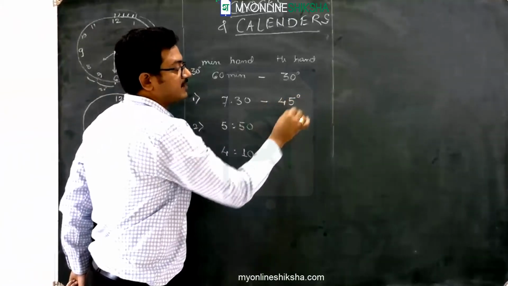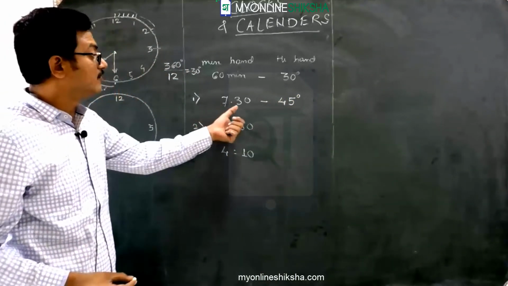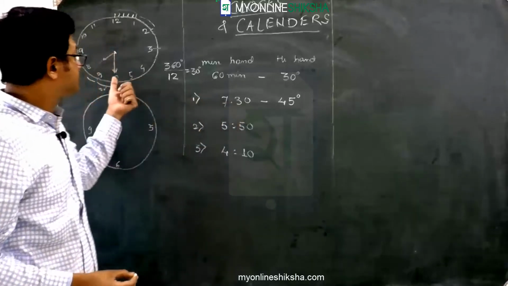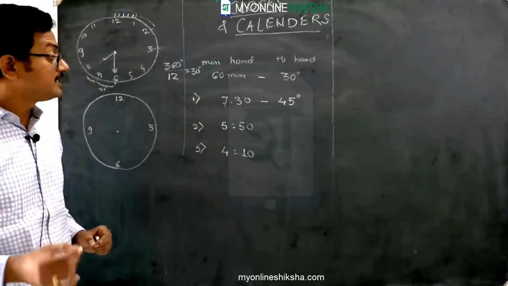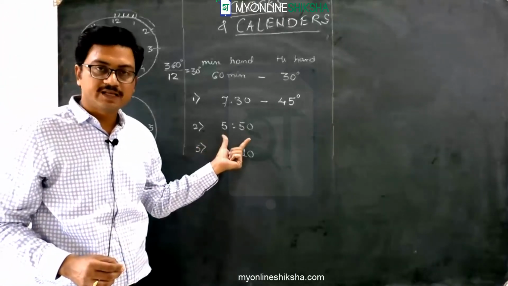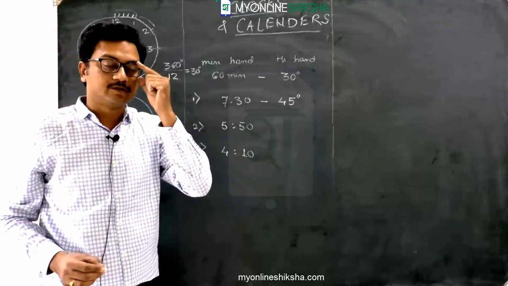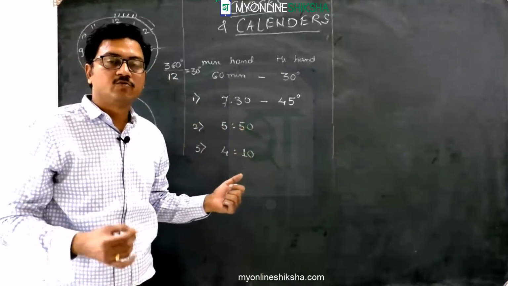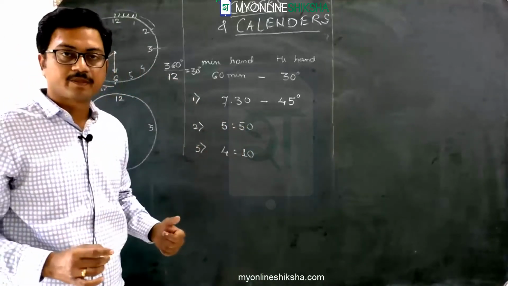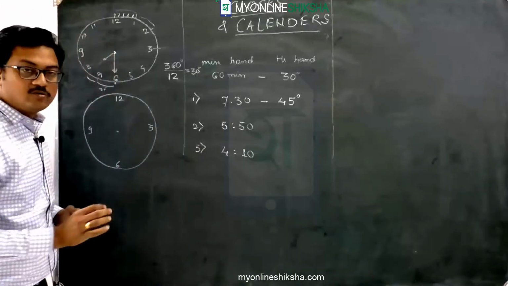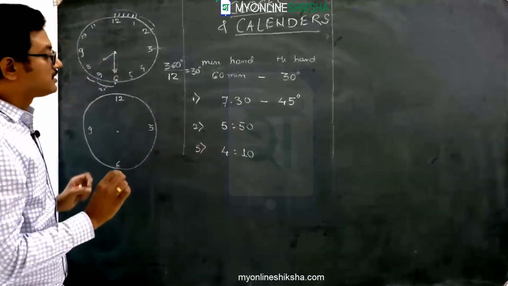So this was pretty simple to judge because the minute hand was at 30 minutes and the hour hand was exactly between 7 and 8. But what will be the case when the situation is something like this? That is, your timing is 5:50 and you wanted to find out the position of the hour hand with respect to the minute hand. Now again what I'll do, I'll make a rough sketch of 5:50.